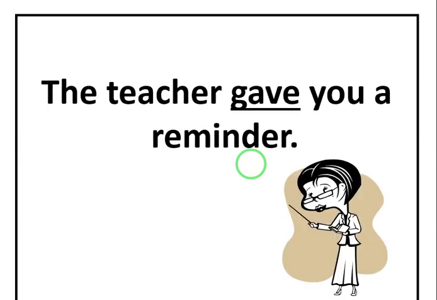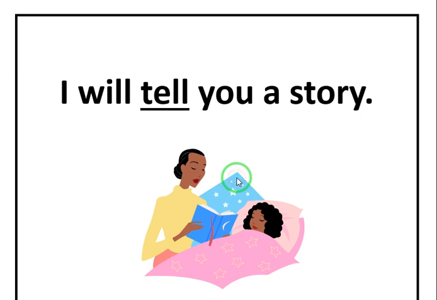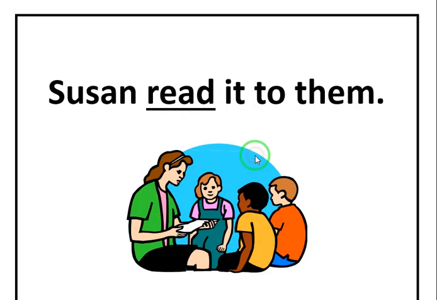Let's read this sentence. "The teacher gave you a reminder." The key word is the verb. Once you find the verb, you ask yourself who is receiving the action. Then this is the object pronoun. Of course, here you is the one receiving the action, so it is the object pronoun. "I will tell you a story." Again, tell is the verb and you is the word that receives the action. So you is the object pronoun.